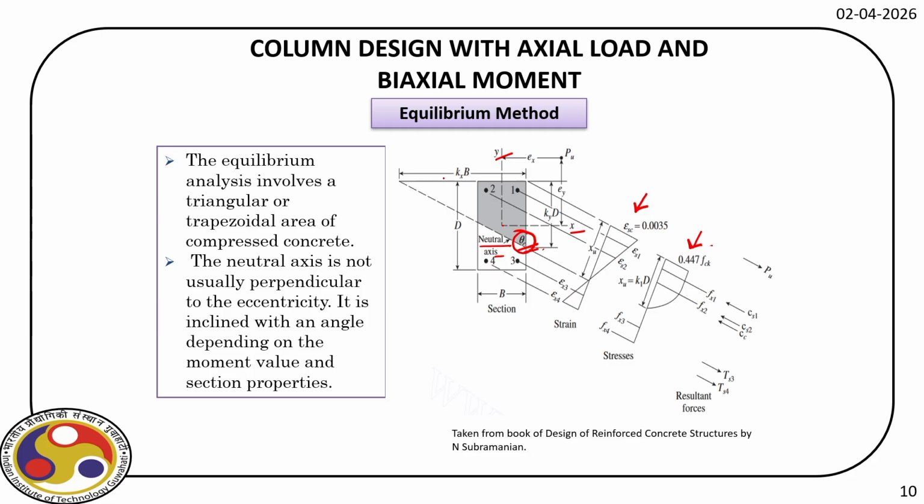Now the main difference is actually here, where the neutral axis in the earlier case was perpendicular to the eccentricity, right? But in this case, because of the biaxial bending, it is at an angle theta.